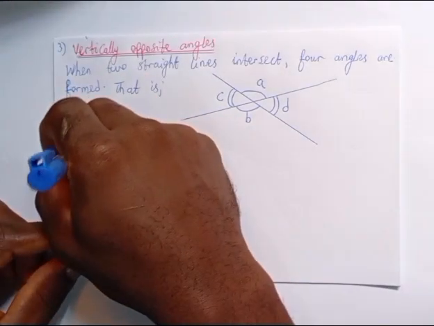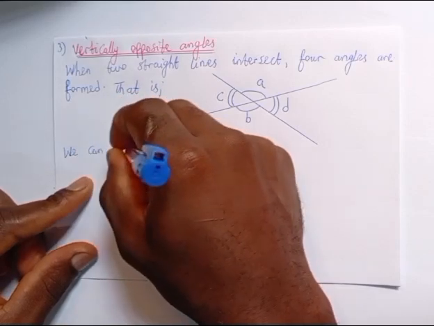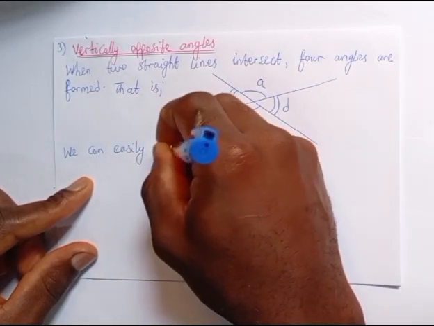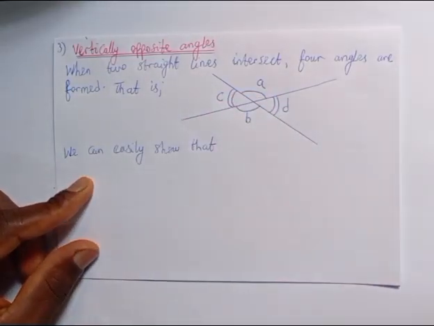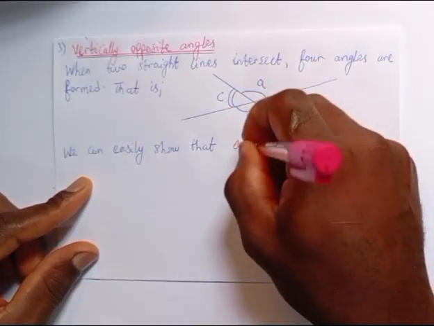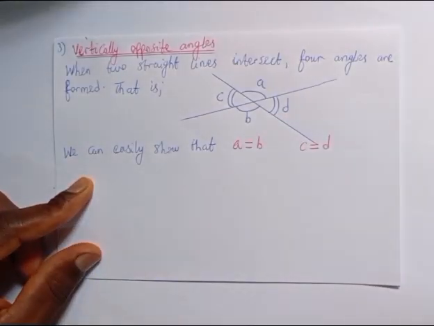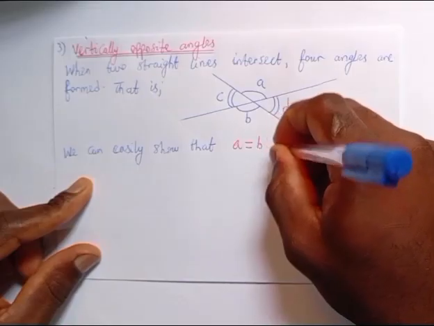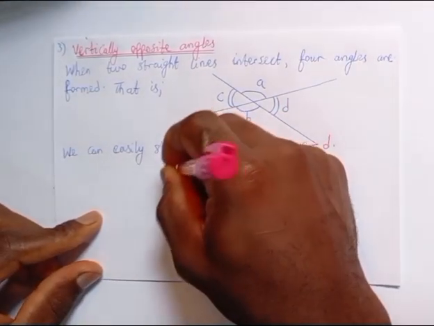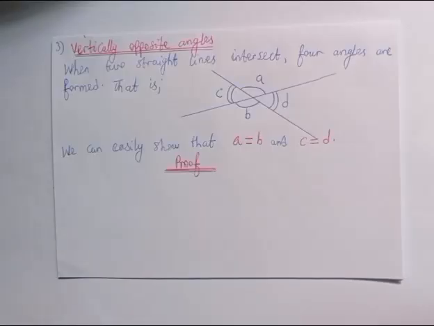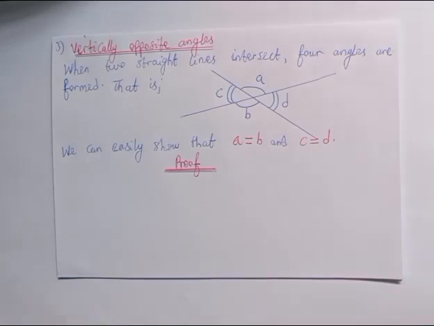You take this down, we can easily show that A is equal to B and C is equal to D. Let's take a proof. Let's do it. We are to show that A is equal to B and C is equal to D.